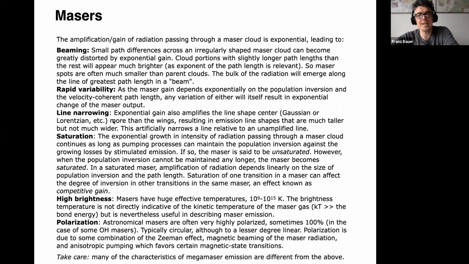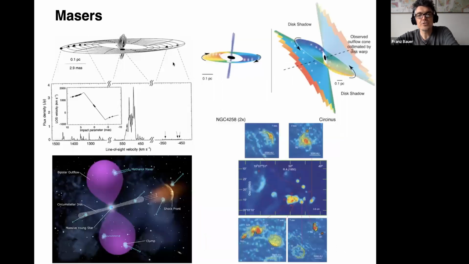I'm not going to go into any detail here because we're out of time, but you can read through them if you want. And then these are just a couple of examples. So this is a disk where you can see the velocity structure in the maser, and you can then trace it back to a disk. And this is a disk around an AGN. Here's another disk. This is your Seyfert galaxy, NGC 4258.